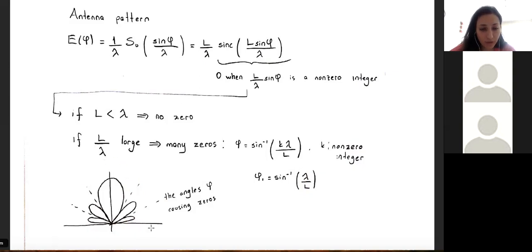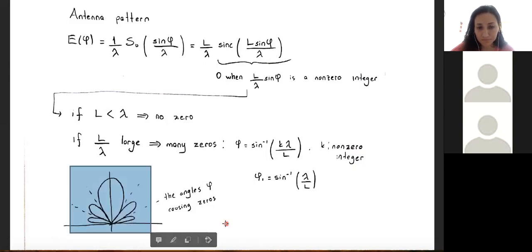And the function will look like this. How can we understand this? If this was not a function of the angle but of spatial position, this would be a sinc function. Remember that a sinc function looks something like this. Now all the zeros correspond to an angle. So you can think that you stretch or squeeze your sinc function from the right and left, and that will give you this function. That's the antenna radiation pattern in terms of the angle phi.